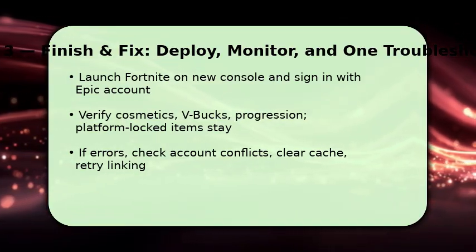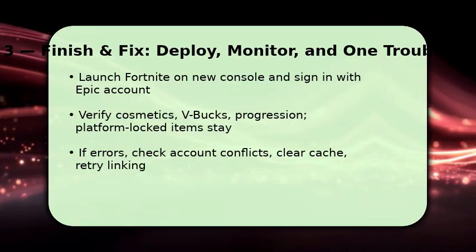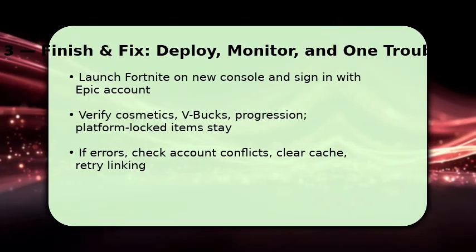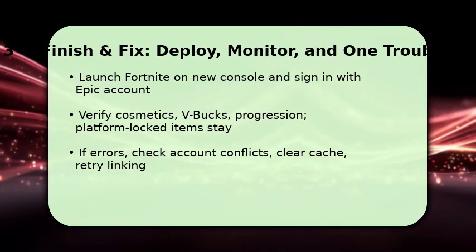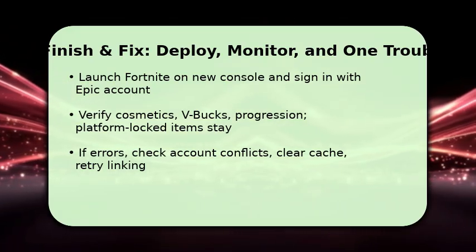Understand that platform-locked purchases may not. If something fails, first check for account conflicts. Another Epic or console account might already own the link. Then clear cache or restart both consoles and retry the link process. If problems persist, use Epic account settings to unlink and relink carefully, step by step.